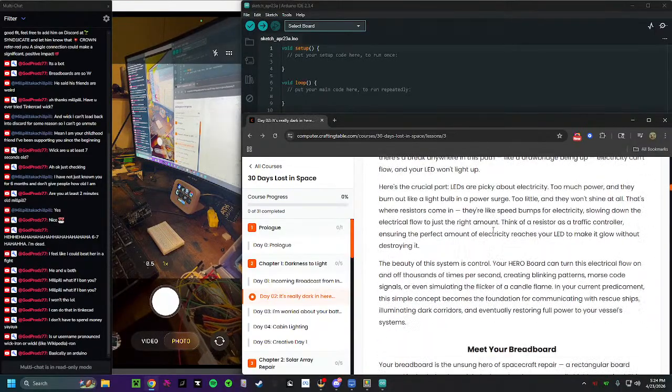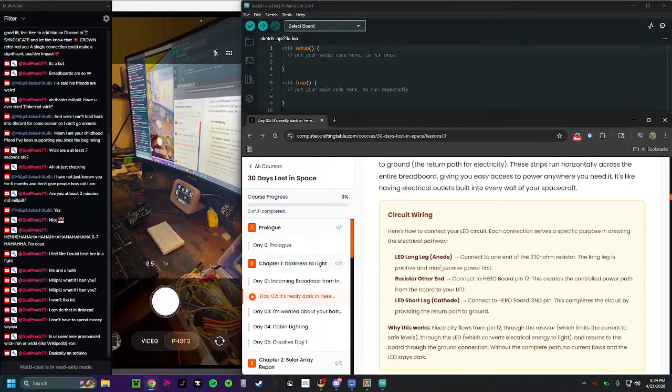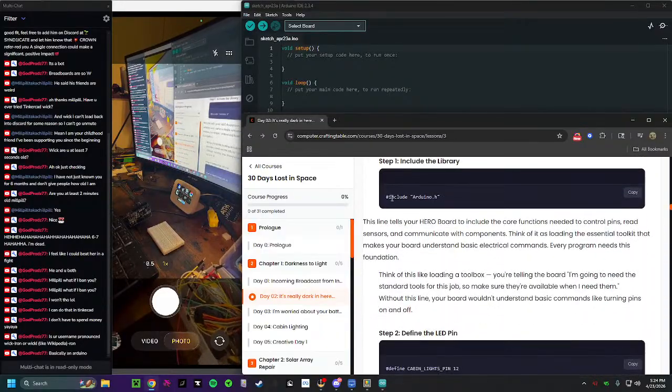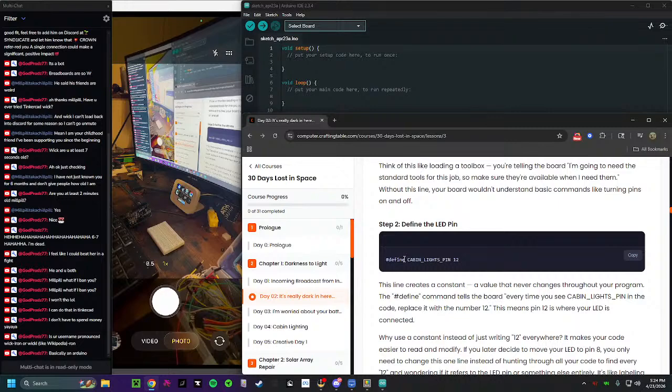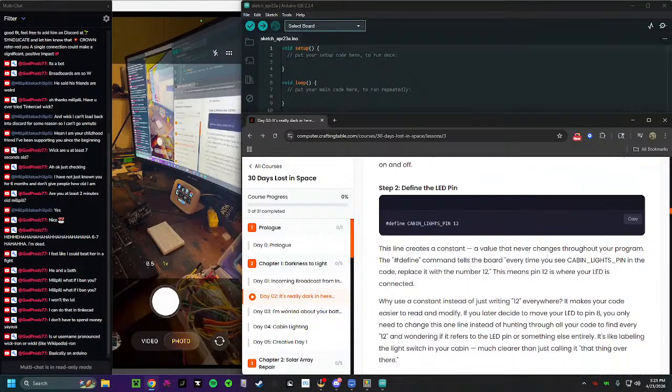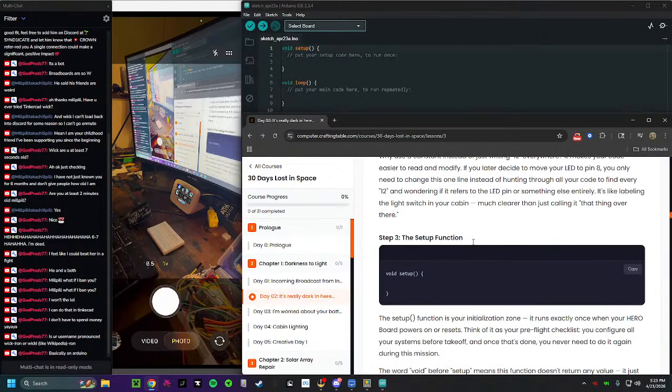Understanding LEDs. Meet your breadboard. Programming your hero board. Cool. Include the library. Whatever. Oh, and then this tells it whenever I say cabin lights pin 12, it defines it, I think. Oh, this replaces this. Oh, I already have that.